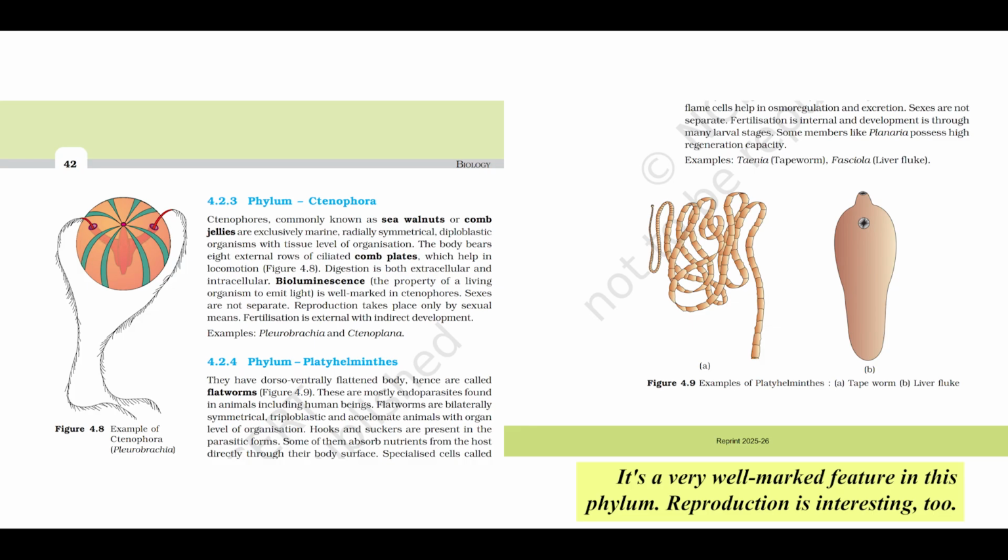Reproduction is interesting too. Sexes are not separate, they are hermaphrodites, and reproduction occurs only by sexual means. There's no asexual reproduction typically. Fertilization is external, and development is indirect, usually involving a distinct larval stage. And examples. Common examples include Pleurobrachia and Cestum.